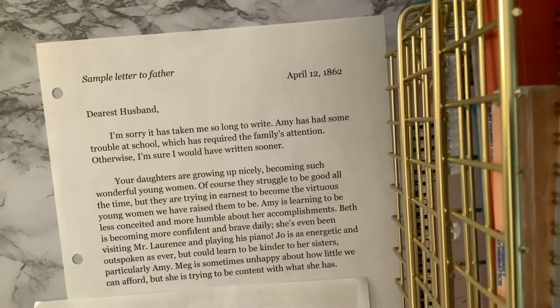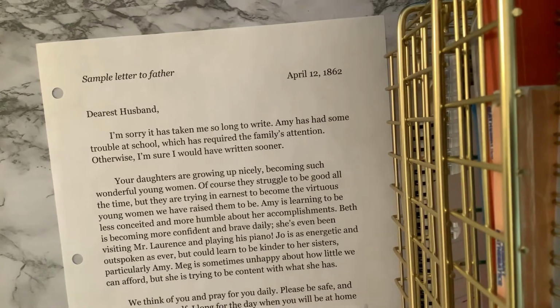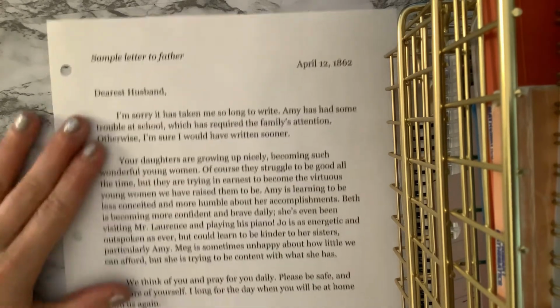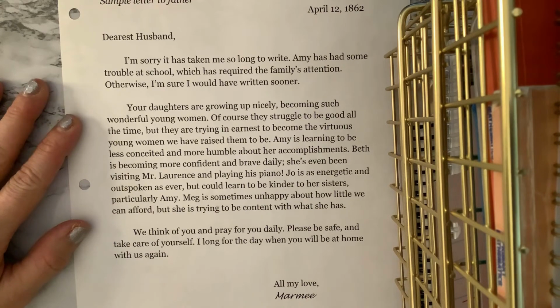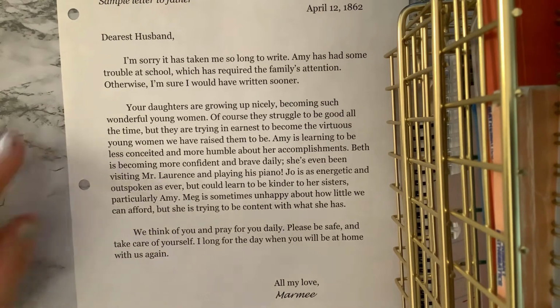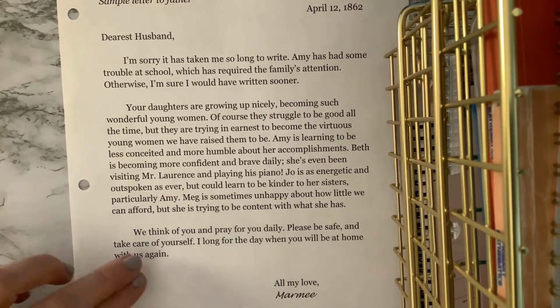Meg is sometimes unhappy about how little we can afford, but she is trying to be content with what she has. Skip a line and indent. We think of you and pray for you daily. Please be safe and take care of yourself. I long for the day when you will all be at home with us again. Skip 2 lines.